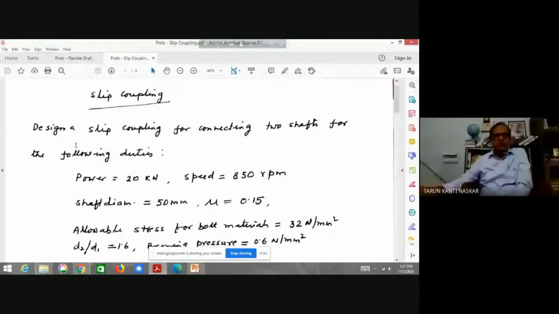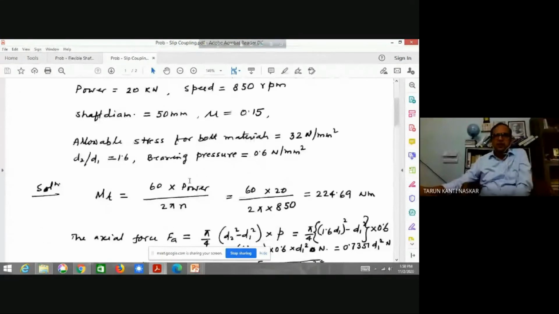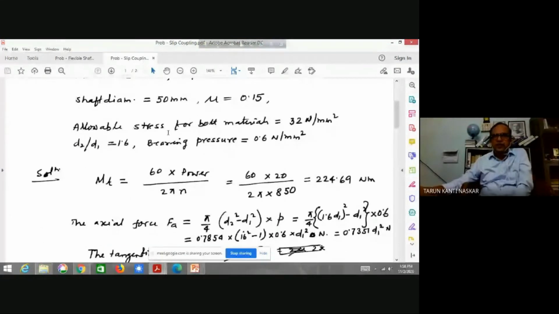Okay. Design a slip coupling for connecting two shafts for the following duties. Power is 20 kilowatt, speed is 850 rpm, shaft diameter 50 millimeter. This is mu. The allowable stress for bolt material is 32 Newton per millimeter square. D2 by D1 is 1.6. Bearing pressure is 0.69 Newton per millimeter square.